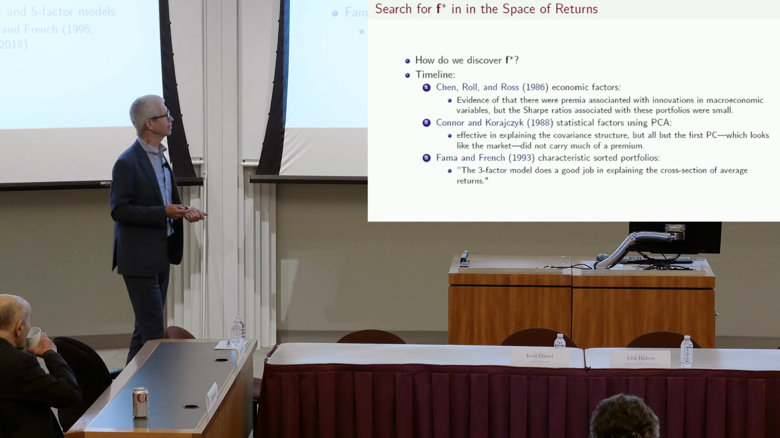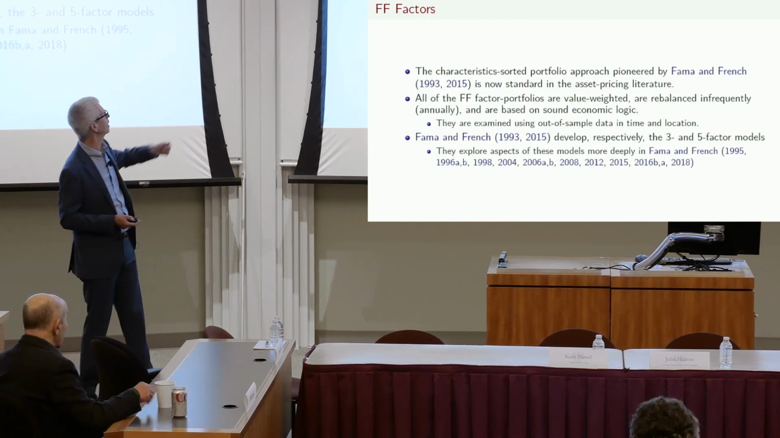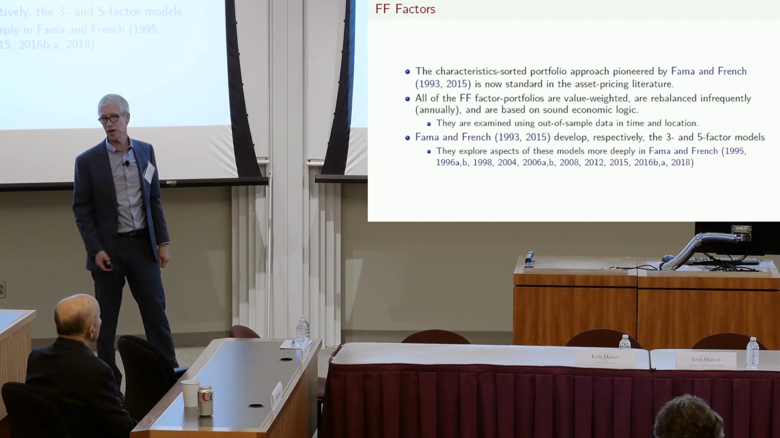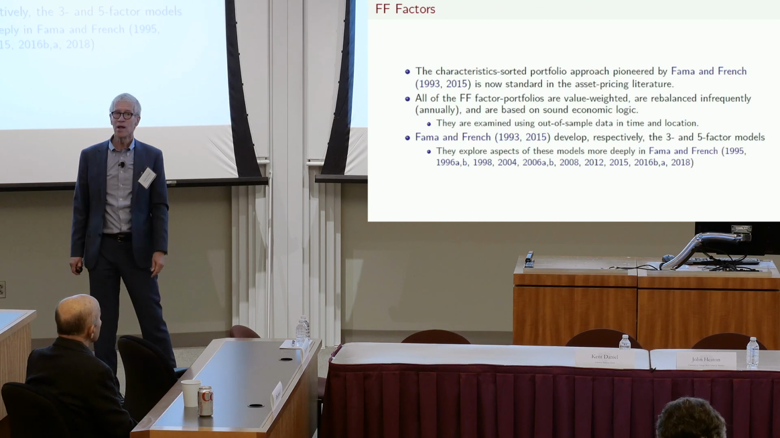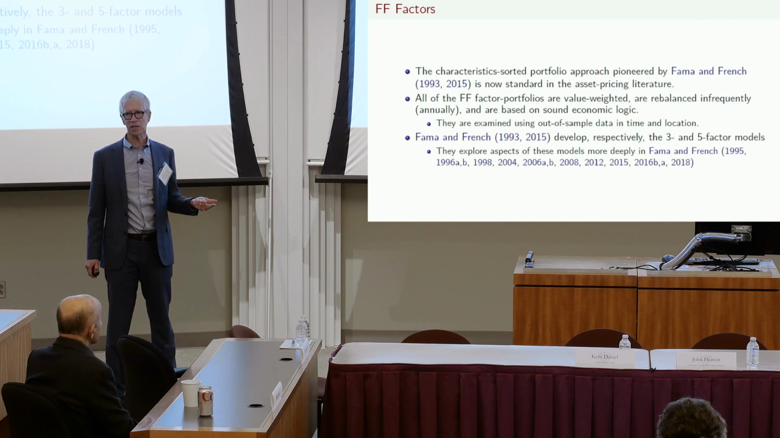It turns out this worked really, really well. So this approach that was pioneered by Gene and Ken, and specifically in their two papers, their 93 paper and their 2015 paper that introduced the 3 and the 5 factor model, is now standard in the asset pricing literature.